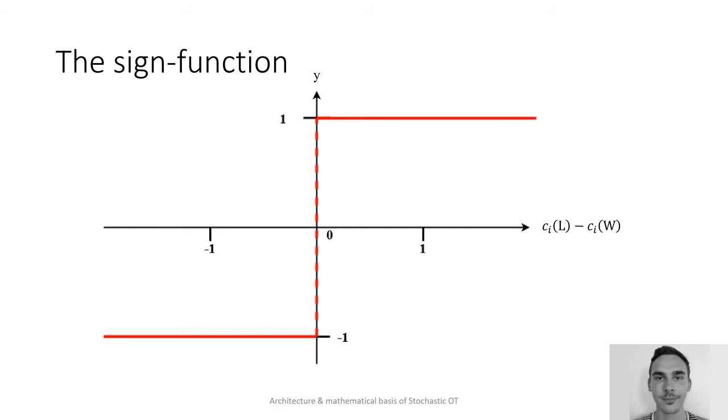And if the value is negative, the function outputs -1. If it is positive, it outputs 1. And if L and W happen to have the same amount of violation marks, then the function outputs 0. The sign function is therefore a threshold function, and as we saw a couple of slides ago, it decides if and how a constraint rank is updated.